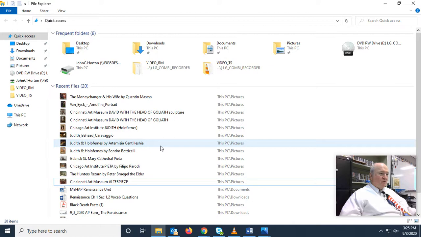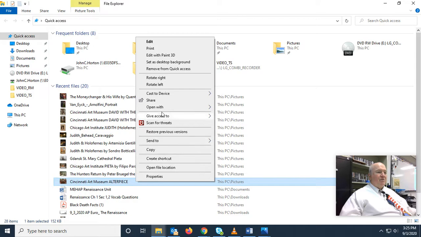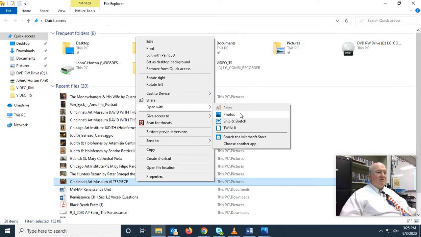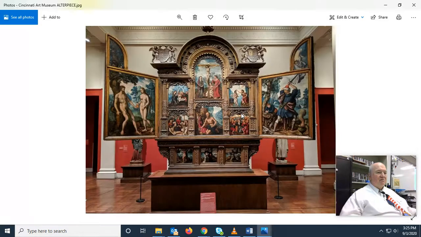Oh yes, of course. Another type of Northern Renaissance art, and you need to know what these are. I took this photo at the Cincinnati Art Museum. This is what is called an altarpiece.